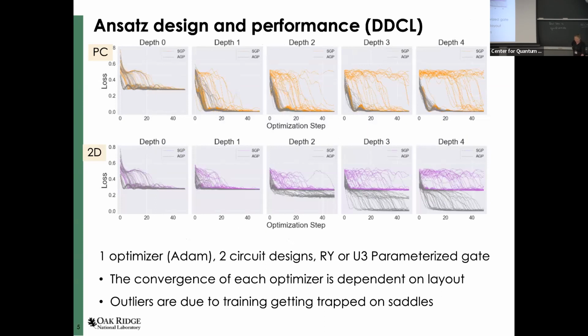And here is a similar set of loss traces for our DDCL training workflow. Again, this is where we are just building multiple copies of our circuit models, and we are just training many times over. Just a quick note about the 2 different colors in the plot here. This is looking at the difference between our choice of parameterization for our circuit model, whether we just use the RY gate or the U3 parameterized gate. And again, training does get trapped on saddles.